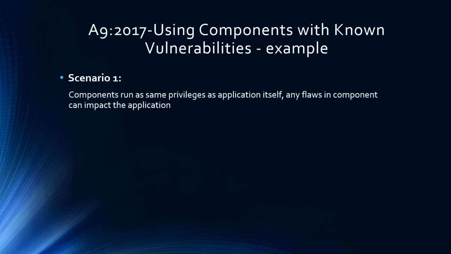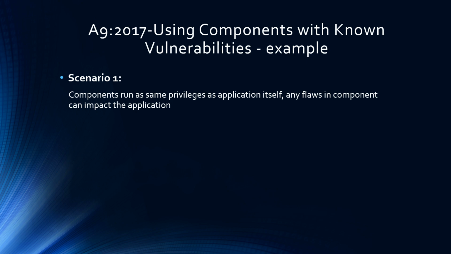How can you tell if your application is vulnerable? If you do not know the versions of all components you are using. If software is vulnerable, unsupported, or out of date. If you do not scan for vulnerabilities. If you do not fix or upgrade the underlying platform, frameworks, and dependencies in a risk-based, timely fashion. If software developers do not test the compatibility of updated, upgraded, or patched libraries. If you do not secure the components' configuration. How can you prevent it?